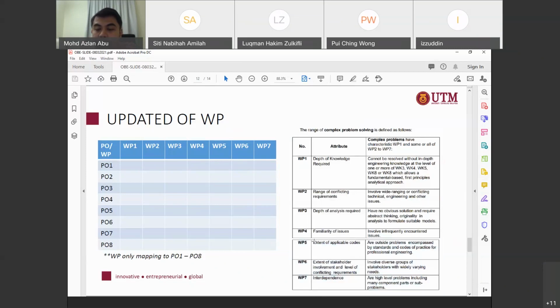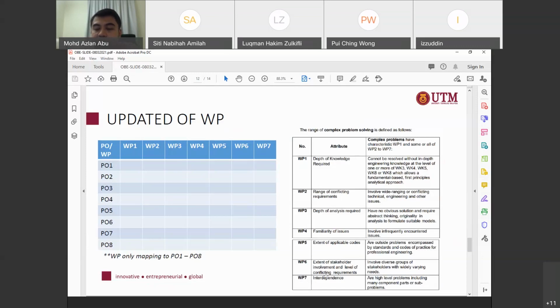Next, WP6, extent of stakeholder involvement and level of conflicting requirements. At this level, you involve a group of stakeholders. For example, your project wants to design an energy efficient system using a microcontroller for MJIIT. When you design for MJIIT, you have to involve MJIIT stakeholders. You have to present in front of the dean, deputy dean, head of department, and so on. It's quite high level and involves third parties like MJIIT engineers, maintenance, and so on.